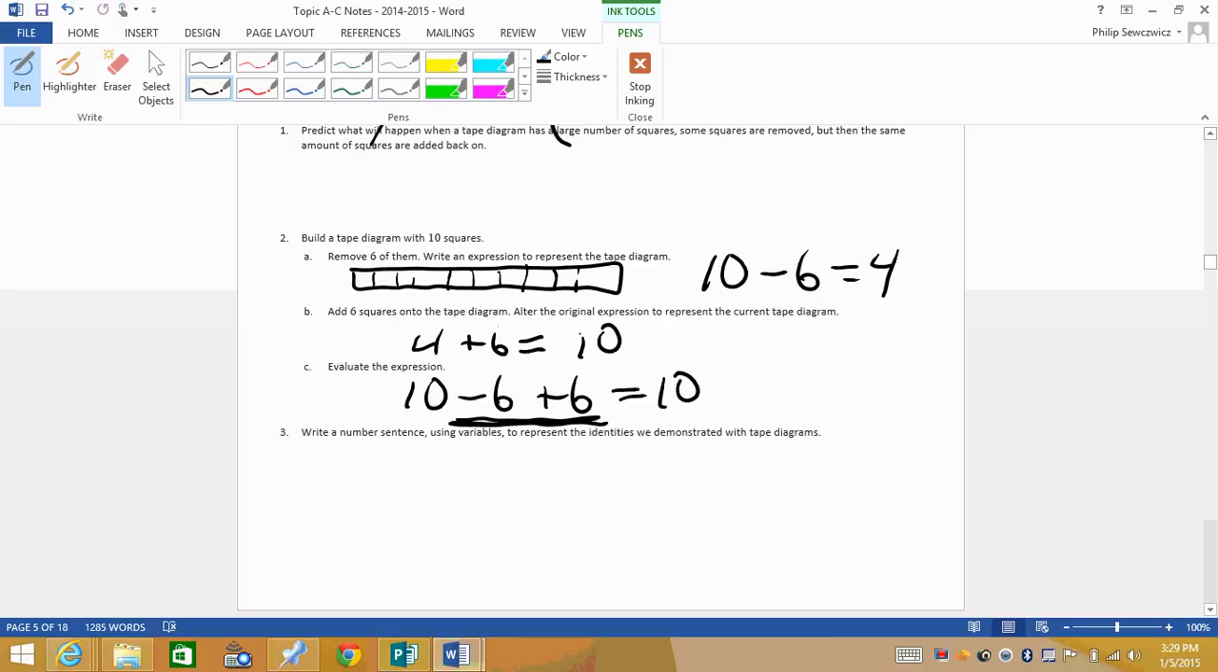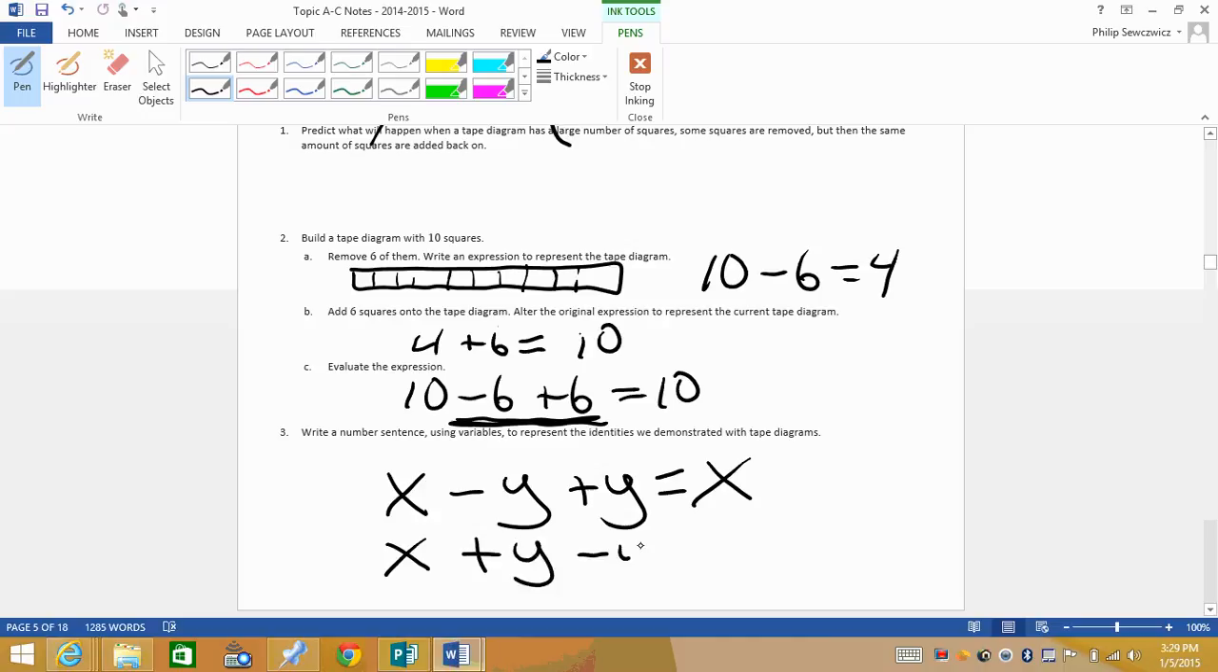So when it says write a number sentence using variables to represent the identities we demonstrated with the tape diagrams, it just simply says take whatever number you want. I'm going to call it X. If you take away an amount and then add that same amount right back on, you're going to get back to what you started with. And again, we could say start with an amount, add a certain amount on, take away that same amount. We're still going to get back to what we started with.